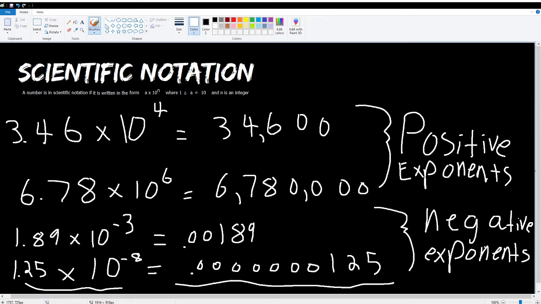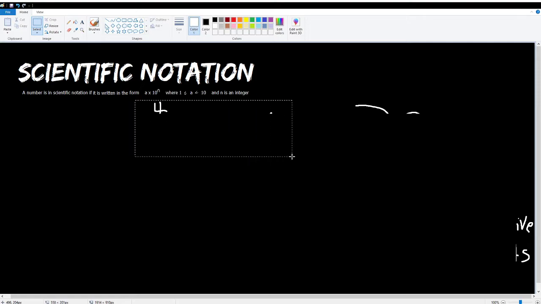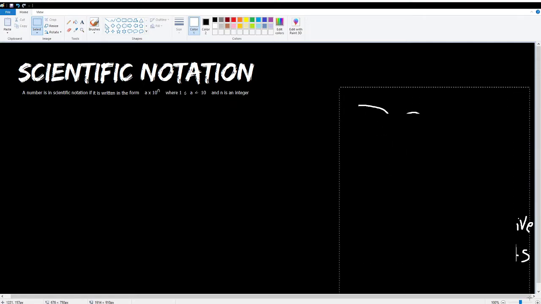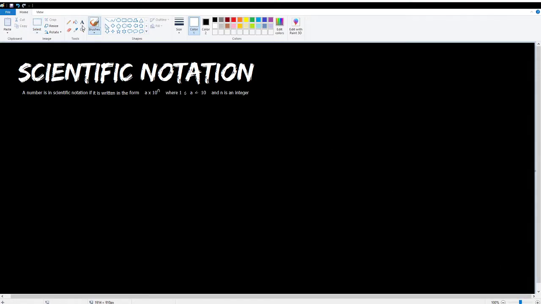So this was converting scientific notation to regular numbers. Now we gotta do the opposite. All right. So the first set of questions says the number can be written in scientific notation as 6.93 times 10 to the n. Find the value of n.